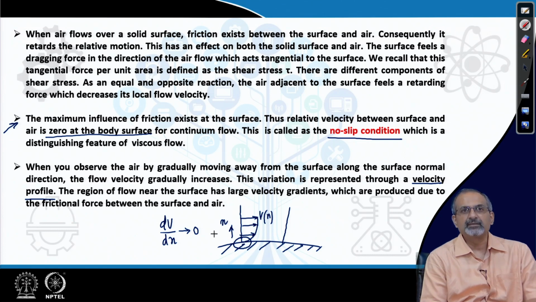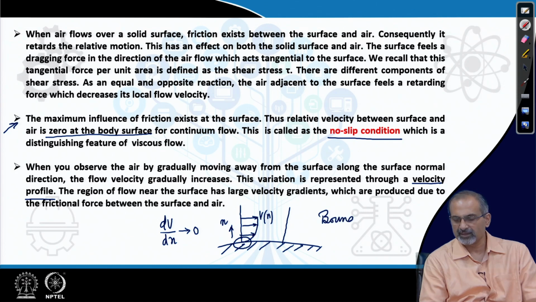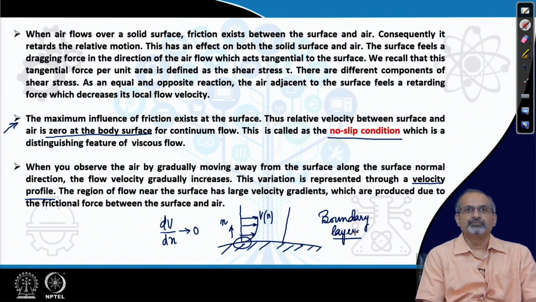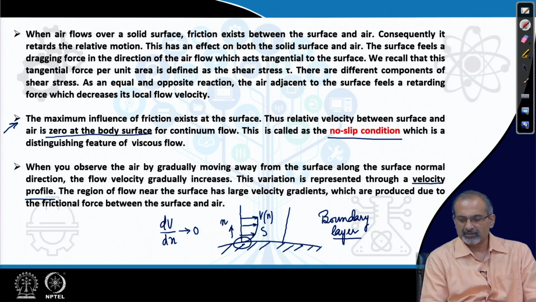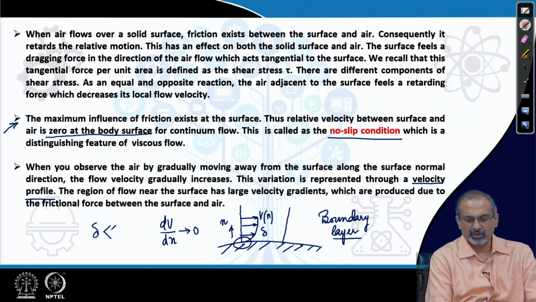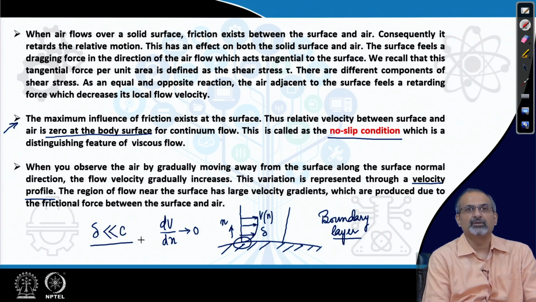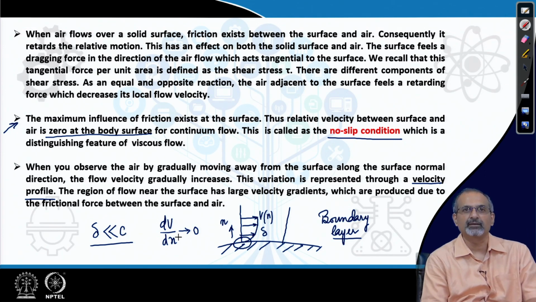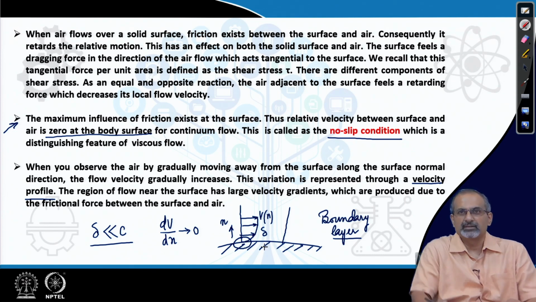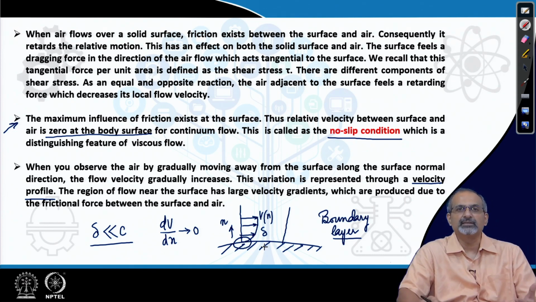If it is a very thin region over which this change is taking place, we often call this a boundary layer. This thin region is represented by delta, and we say that this delta is much smaller than the characteristic dimension of the body geometry. So, this C, for example, could be the chord of an airfoil, and delta could be the boundary layer thickness formed on the surface of the airfoil by virtue of the velocity distribution.